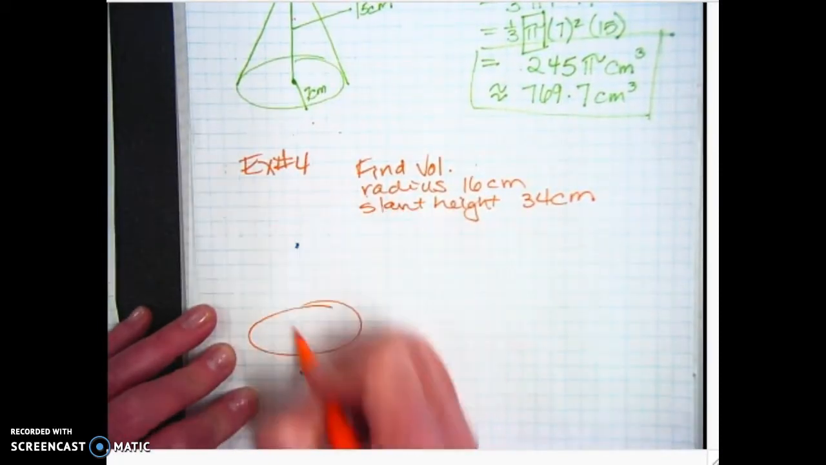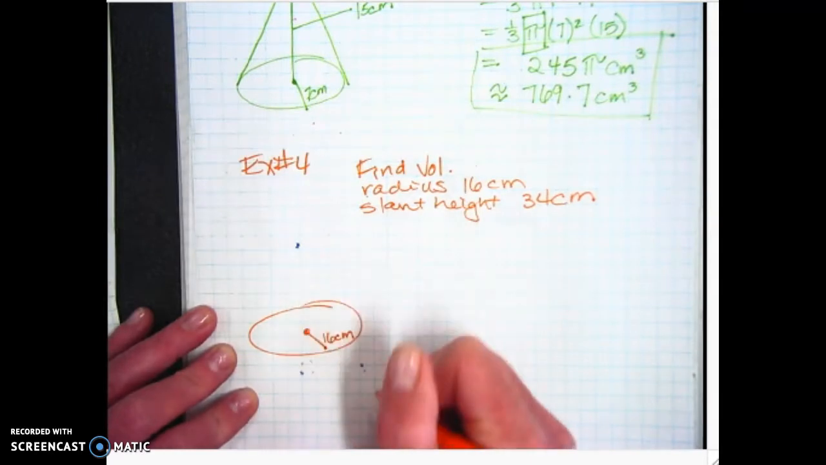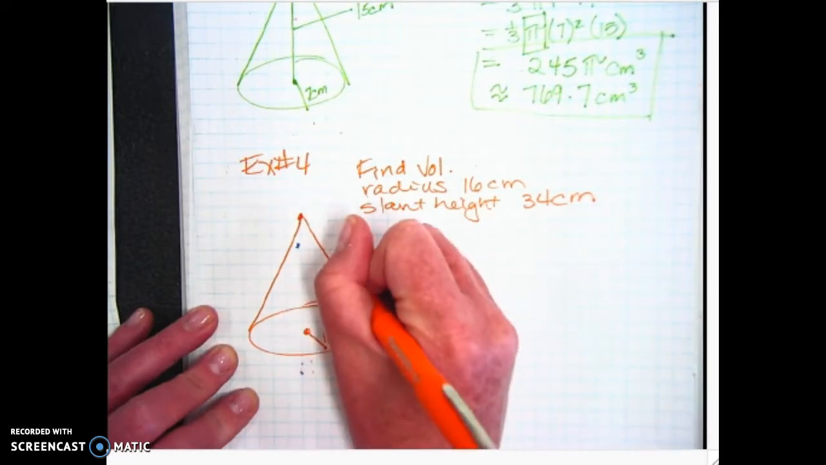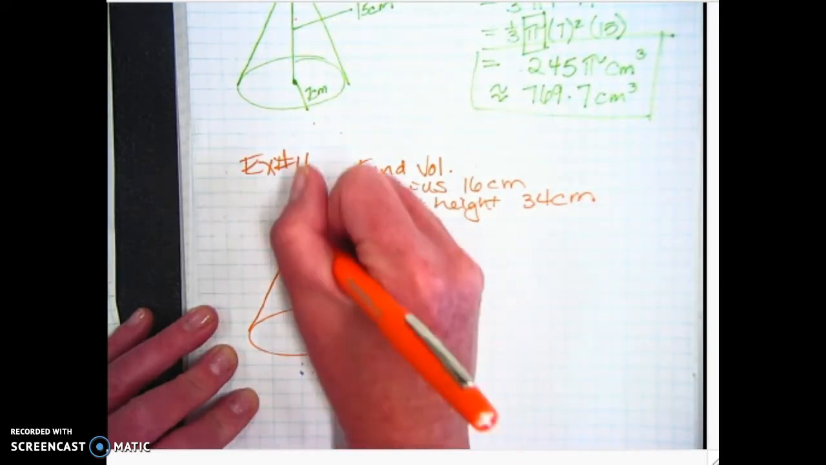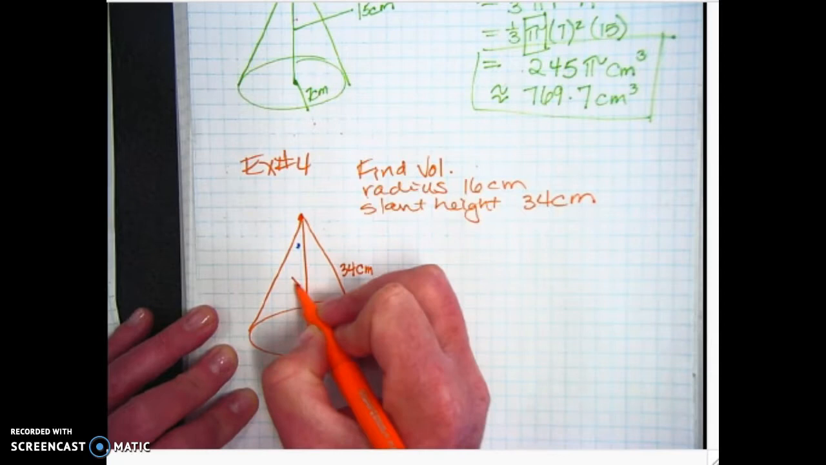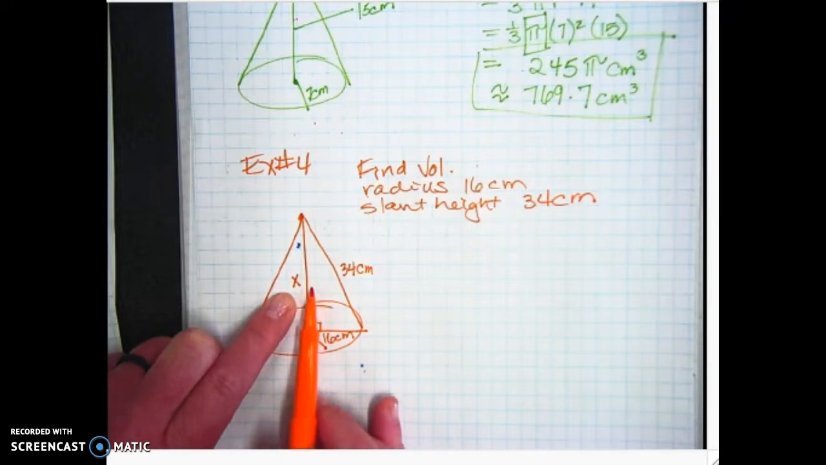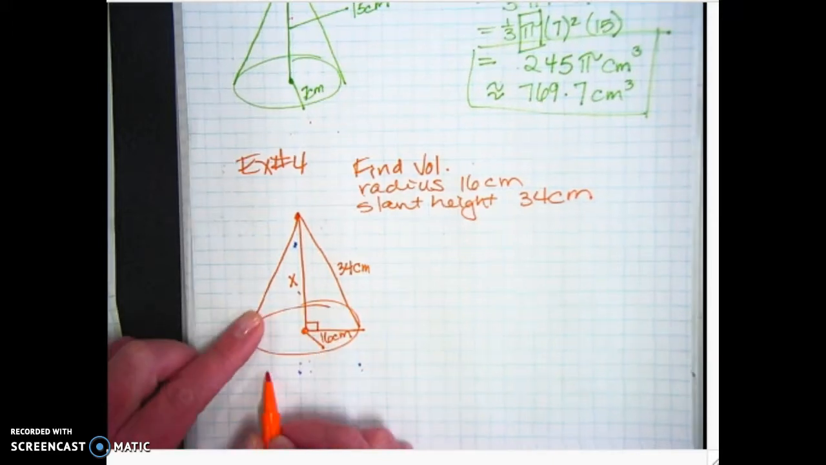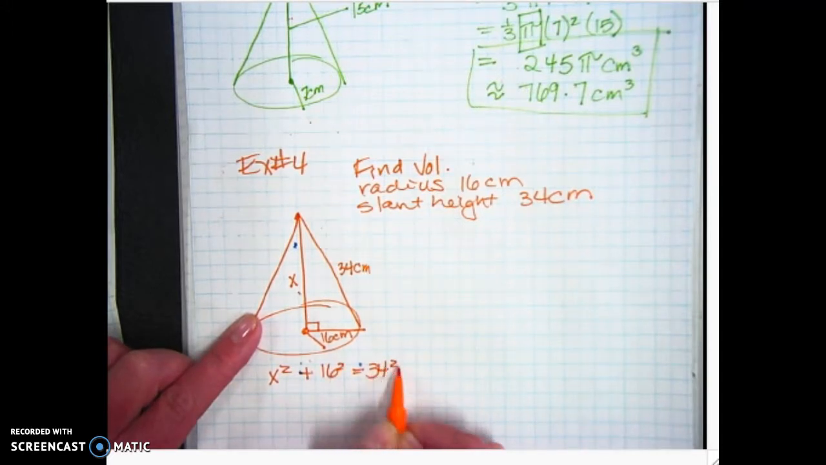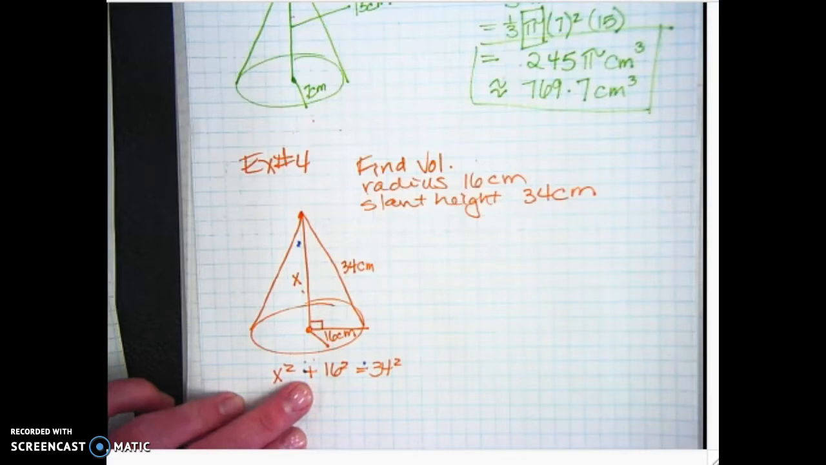All right, so draw your cone. Here's your circular base. We'll give it a radius of 16 centimeters. Draw the tip of the cone up here, and the slant height is 34 centimeters. But we're going to make a right triangle out of it. And this time, we're going to use the Pythagorean theorem again, but this time, the x is in for a leg, not for the hypotenuse. So we're going to say x squared plus 16 squared equals 34 squared. So the x moved to a different spot because we're not getting the hypotenuse. Now we're getting a leg.